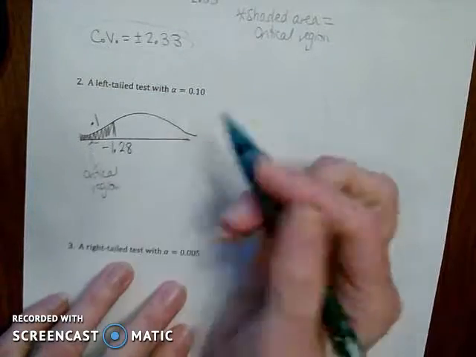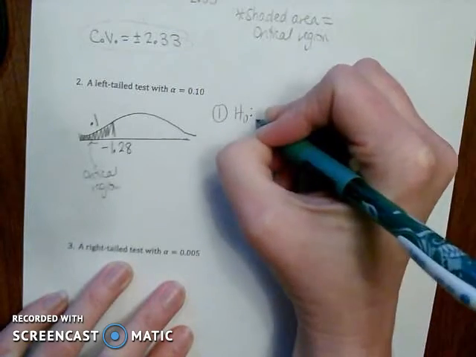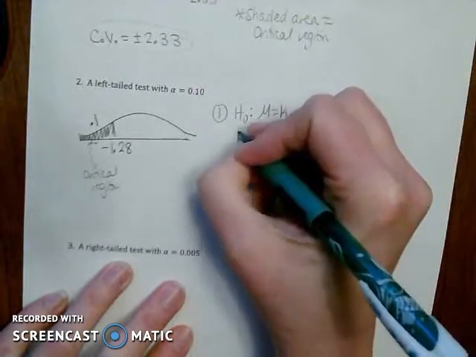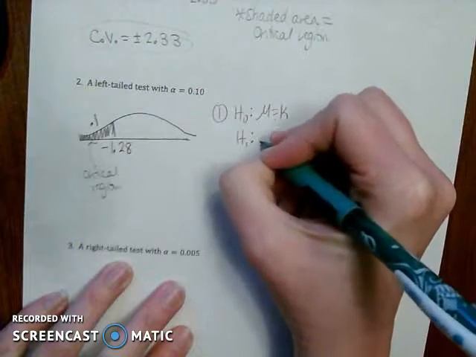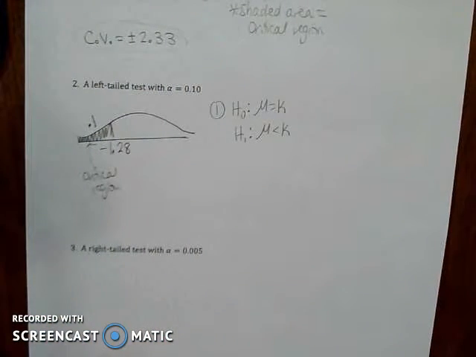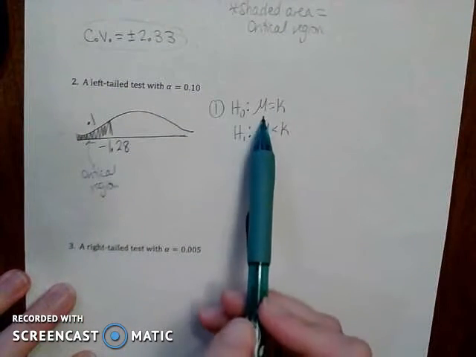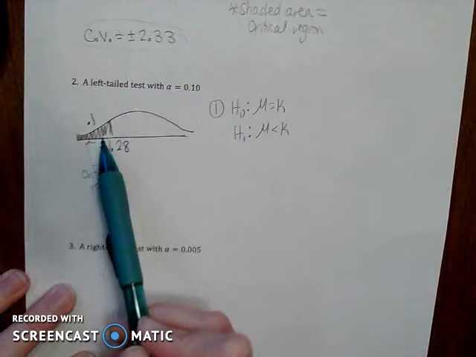So again, this would be step 2. Step 1 for this part would look like this. Your H sub 0 is again mu equals k. That doesn't change. H sub 1, since it's left-tailed, would be a less than sign. Again, we're going out of order, but in 8.2, you have to come up with this first, and this tells you to draw this picture.